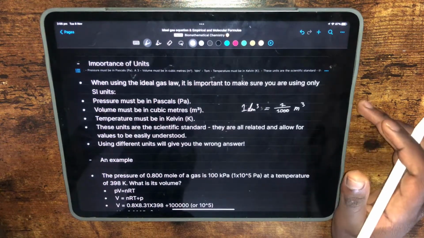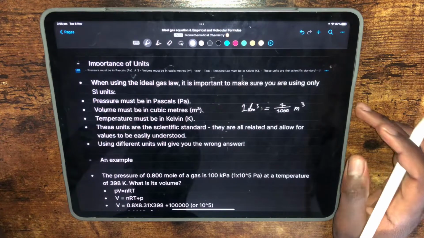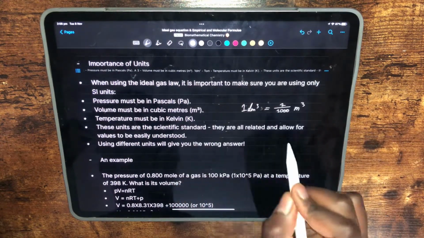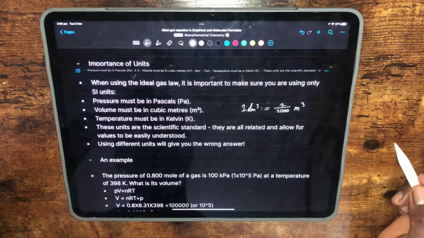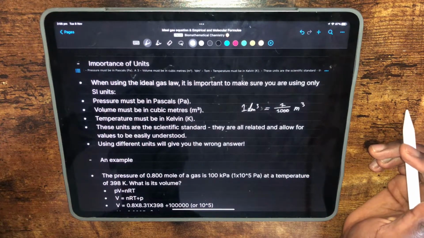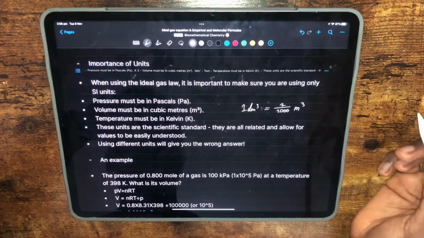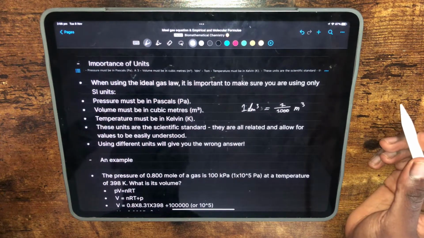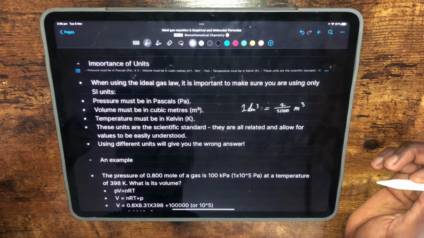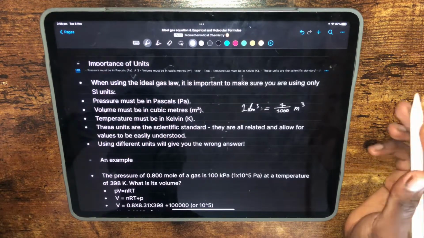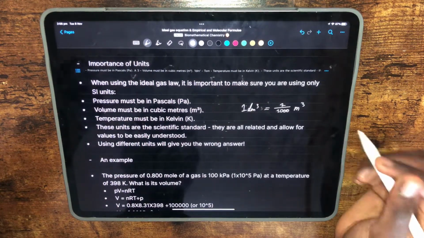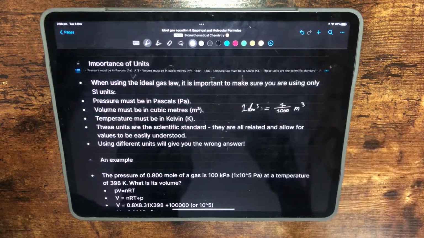So usually in chemistry you get decimeters cubed or centimeters cubed, and 1 decimeter cubed is equal to 1 over 1,000 meters cubed. The temperature must be in Kelvin. These units are scientific standards, and they're related and allow values to be easily understood. Using different units will give you a wrong answer. This is where most people lose marks. You usually only lose 1 mark, because it's just timesing it by 1,000.